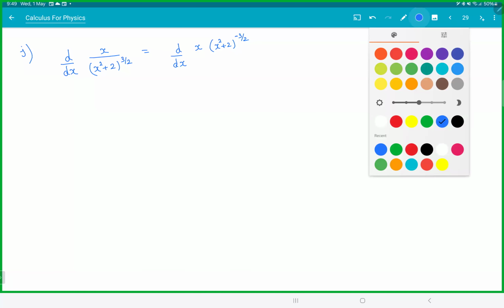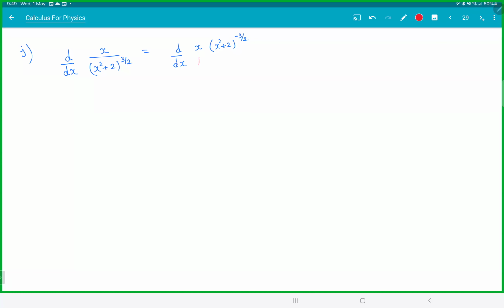Okay. So now this is your f of x. This is your g of x. So you can do with division rule also, nothing wrong. You would have got the same answer. So first let's try to calculate df of x. Here you're saying f of x is x. Df of x is 1. G of x is (x square plus 2) to the power minus 3 by 2.